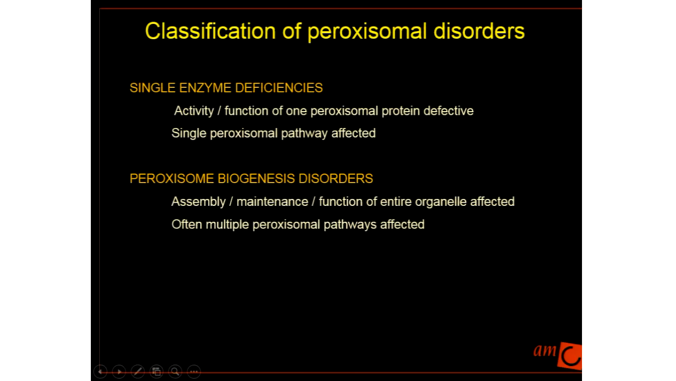The second group of disorders, which has gained more interest, at least in research, is the peroxisomal biogenesis disorders, in which the assembly, the maintenance, and the function of the entire peroxisome is affected. And in this case, obviously, multiple peroxisomal pathways are affected.